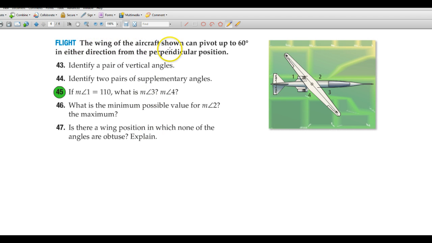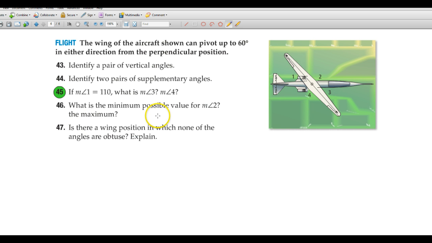The wing of the aircraft shown can pivot up to 60 degrees in either direction from the perpendicular position. Number 43, identify a pair of vertical angles. So we have straight lines intersecting, so 2 and 4 are vertical angles, and 1 and 3 are vertical angles.